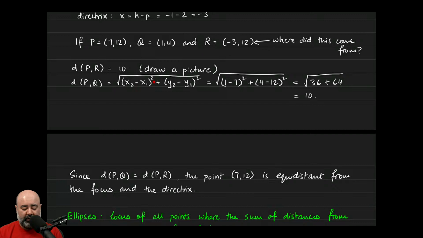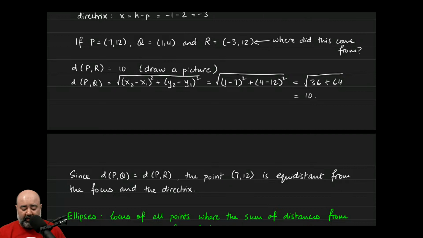Now, for the distance between P and Q, we do use the distance formula: x2 minus x1, the quantity squared, plus y2 minus y1, the quantity squared, all raised to the 1/2, or square root of the whole thing. And if we plug in the numbers where they belong, we end up with 10 again. And that's exactly what we set out to prove.